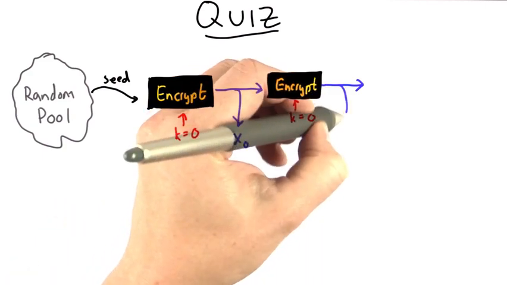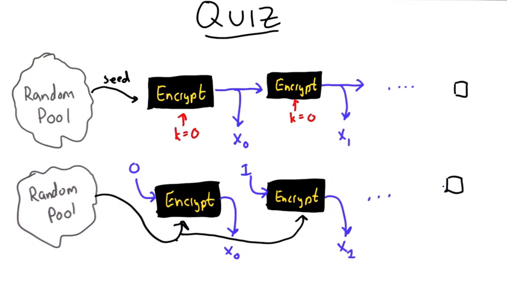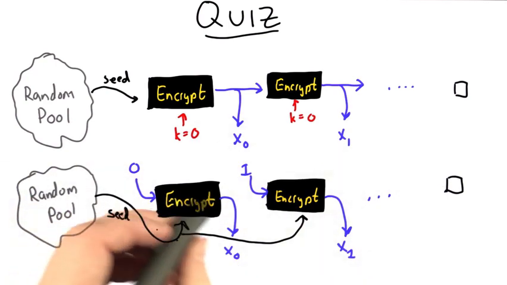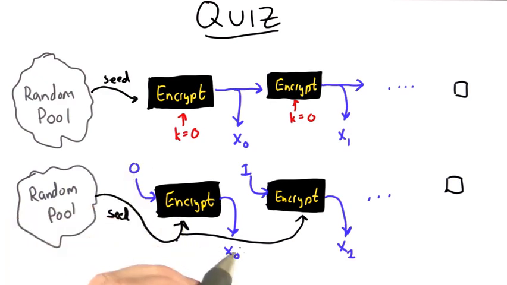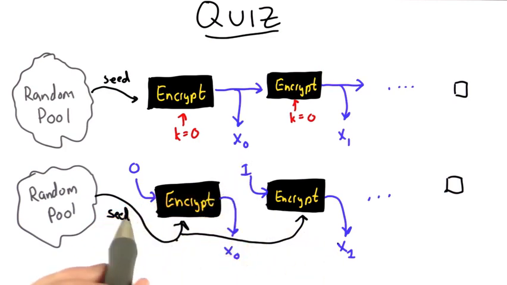So the second option, we're going to extract a seed from our random pool. We'll use that as the key to encrypt. And for the first random output, we'll get the result of encrypting 0 with that key. For the next one, we'll get the result of encrypting 1 with that key. We'll keep using the same key, encrypting and getting a new random value as our output.